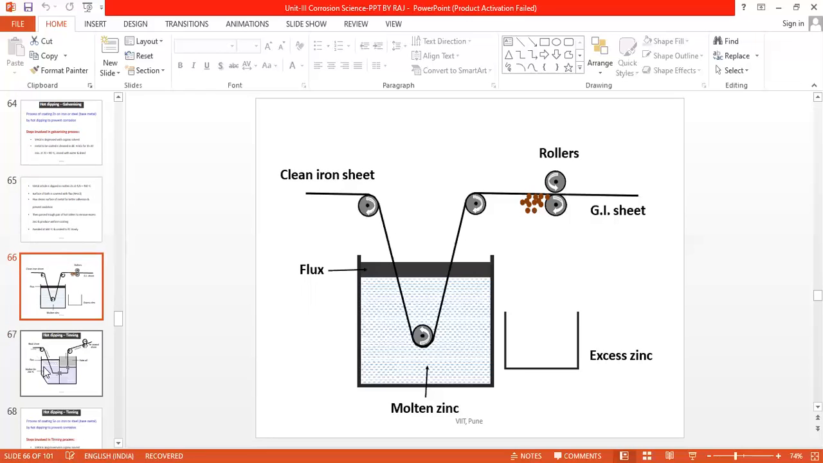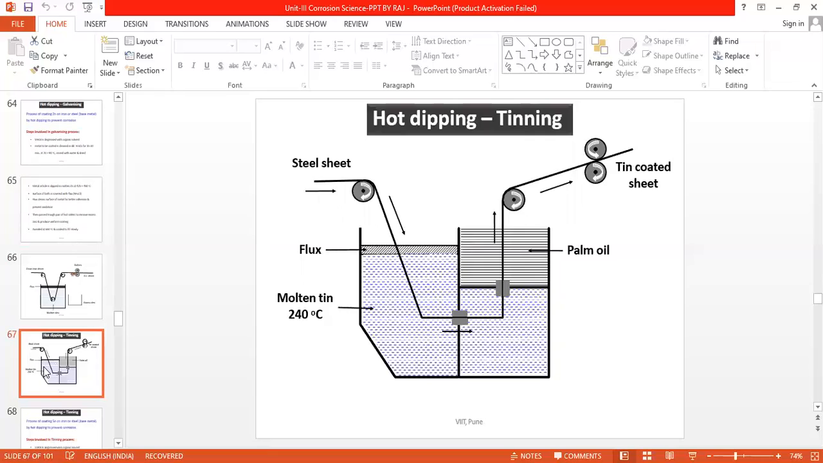Now, the second method, we will see what is meant by tinning. It is the second type of hot dipping method in which tin is applied on the surface of iron or steel to protect it from corrosion. So iron or steel is our base metal and tin is our coating layer. Since tin is placed below iron or steel in the galvanic series, it is a type of cathodic coating. All these terms are very important for MCQ questions. So tinning is a cathodic coating, whereas galvanizing was the anodic coating.